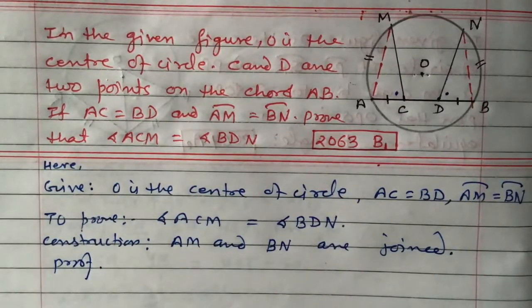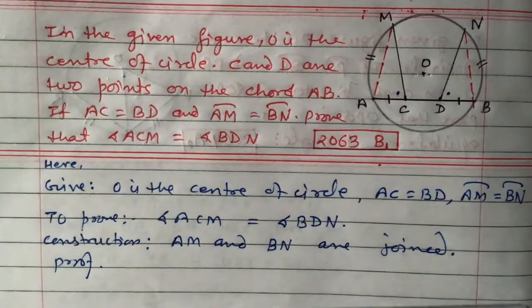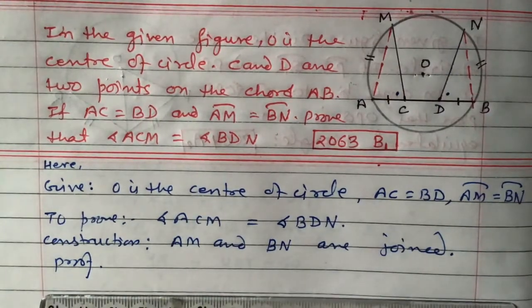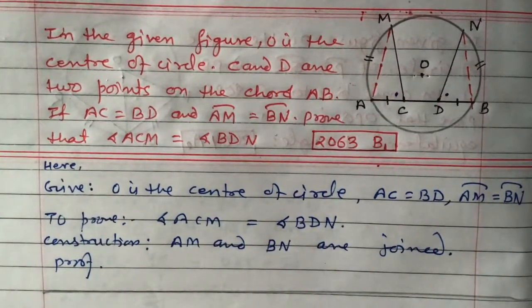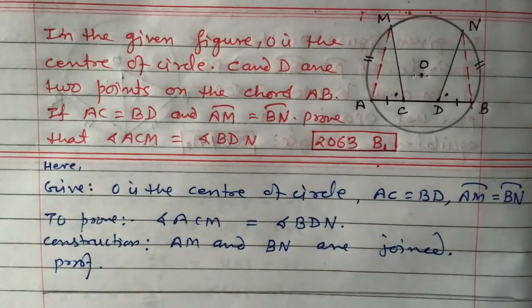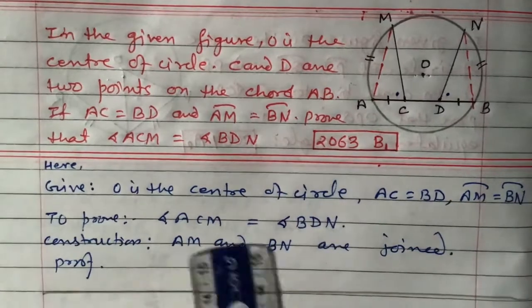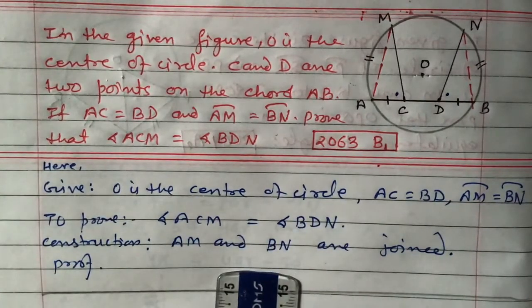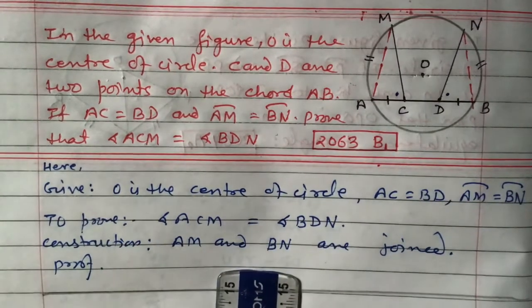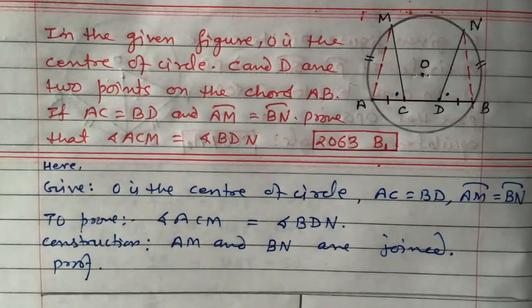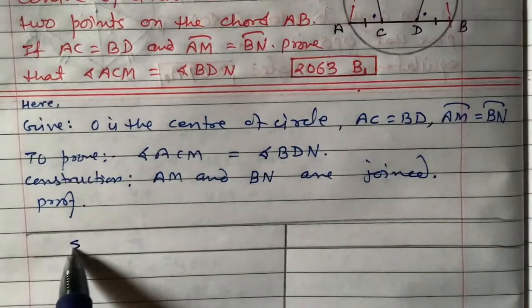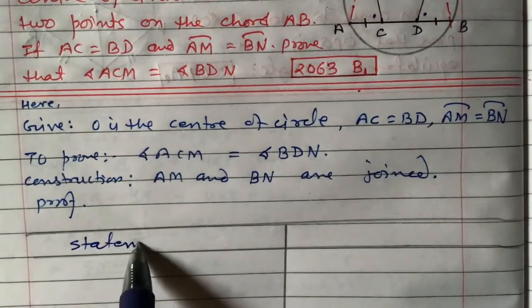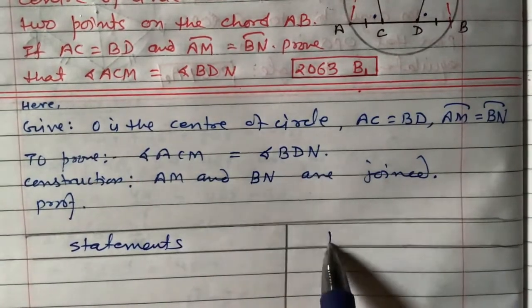Now, proof. For the proof, let us divide the entire copy into two columns for statement and reason. First we make the column headings with two lines, and then two columns like this. Now let us write statements and reasons.